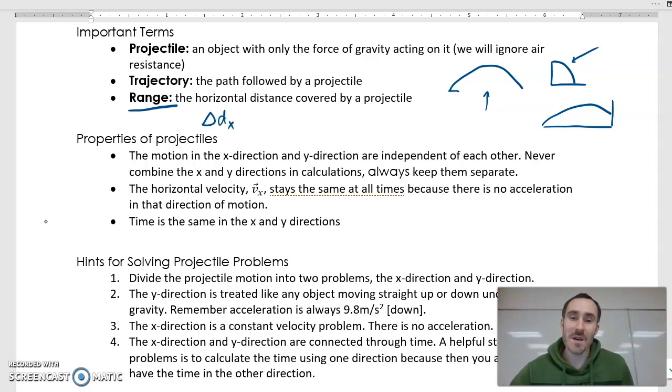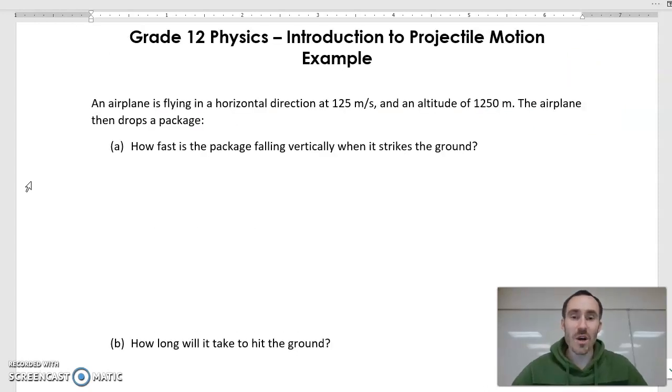So try not to get that mixed up, especially if you're taking math at the same time right now. Now we're going to jump all the way to just doing some examples, because that's the best way of getting a sense of how all of this works. So an airplane is flying in a horizontal direction at 125 meters per second at an altitude of 1,250 meters. The airplane then drops a package. How fast is the package falling vertically when it strikes the ground?